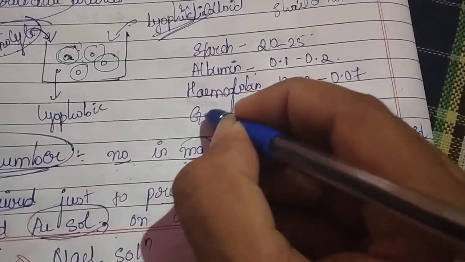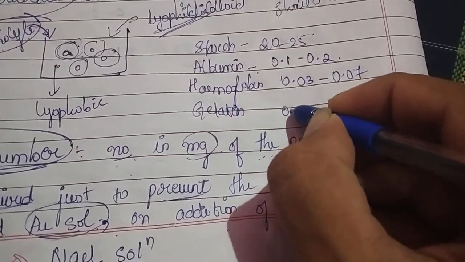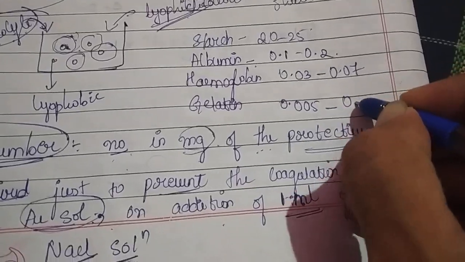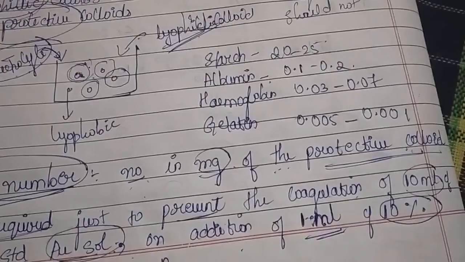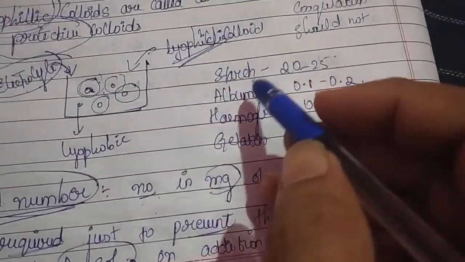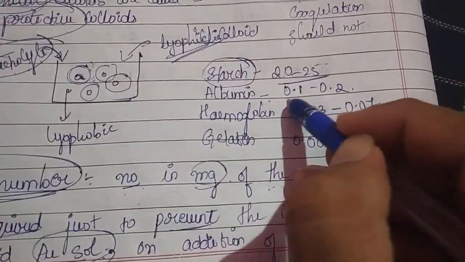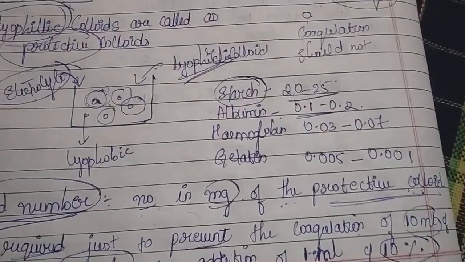For gelatin, the gold number is basically in the range of 0.005 to 0.001. So these are some of the gold numbers. Every lyophilic colloid has its respective gold number. How this gold number is calculated is very important.